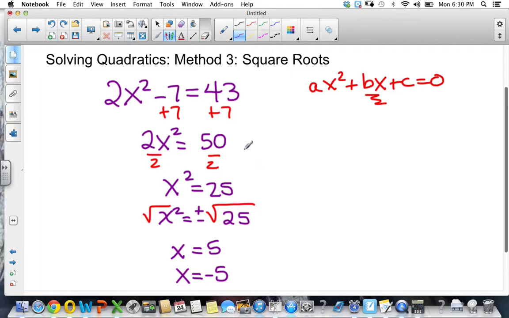You could also solve this by using the graphic display calculator or by factoring, but the square root method is very fast as well.